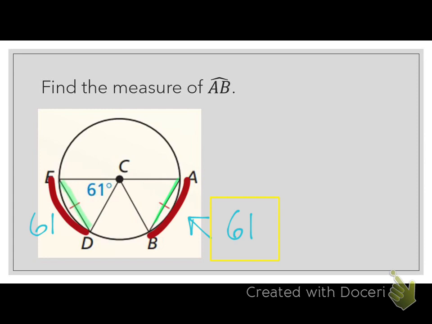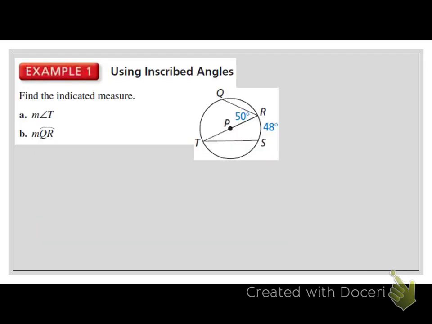Why didn't we double it? What kind of angle is this? It's a central angle, because where's the vertex? In the center. So all of these angles have the vertex on the center. Whereas here we have inscribed angles. Inscribed, the vertex is on the side of the circle.